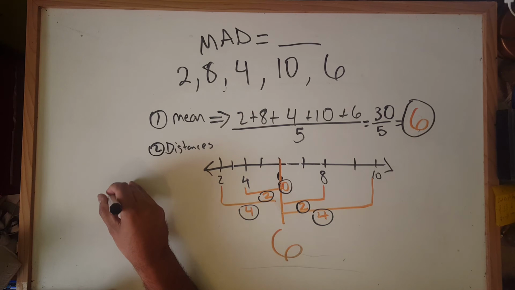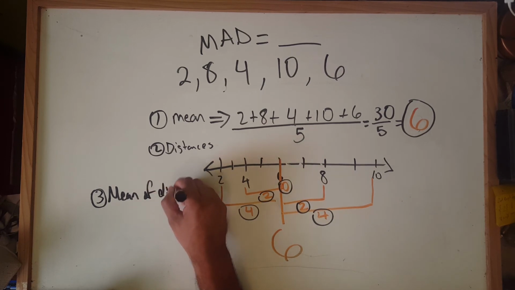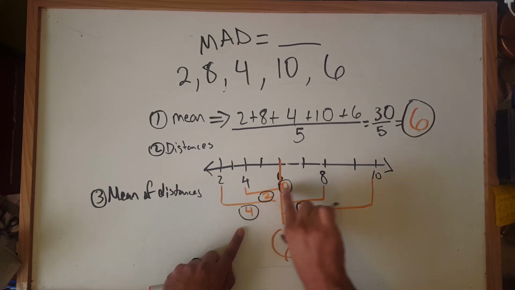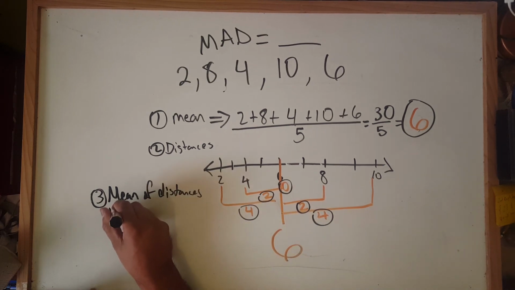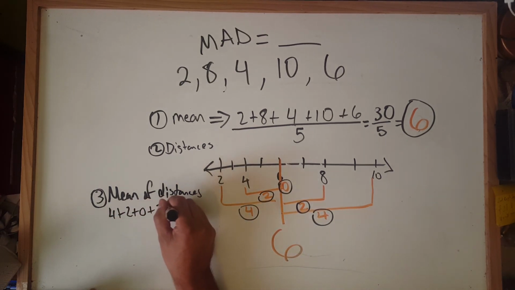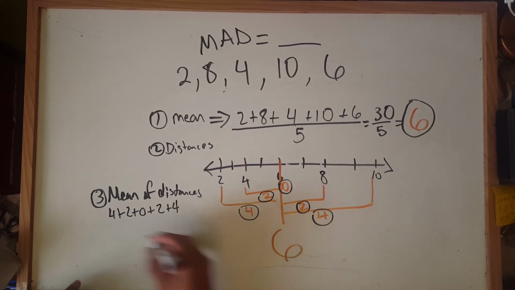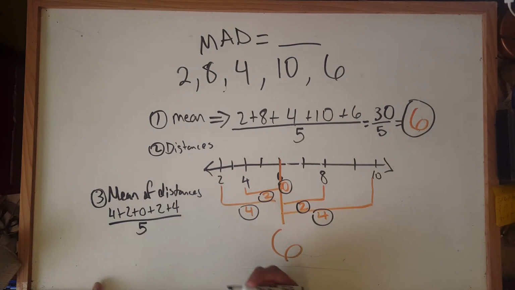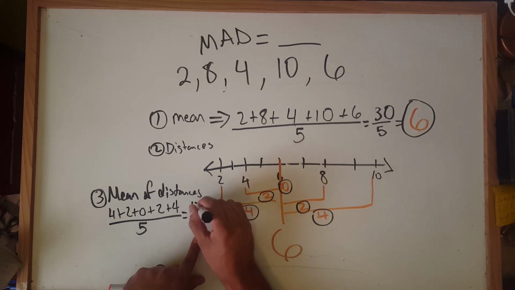Okay? Step number 3, and I'm going to have to scoot this over. I have to find the mean of distances. Okay, so now I have to find the mean again, but this time I'm going to use these distances and not the original set. So let's go ahead and put those. So 4 plus 2 plus 0 plus 2 plus 4. So again, I should have 5. 1, 2, 3, 4, and 5. I do. And I'm going to divide that by 5 because there's 5 numbers. If I add up the top, I get 4 plus 2 is 6. 2 plus 4 is 6. So I get 12 over 5.